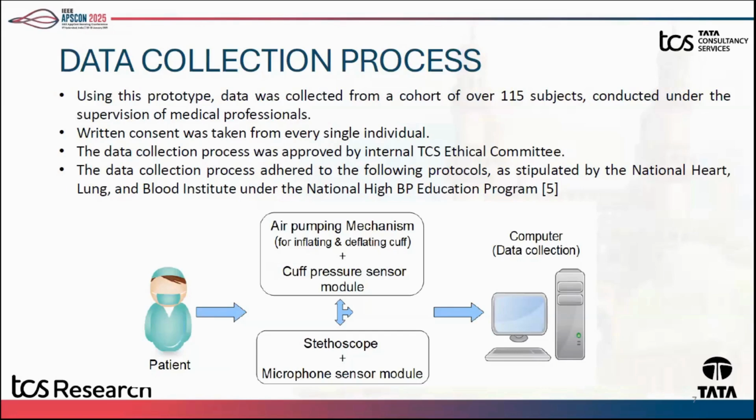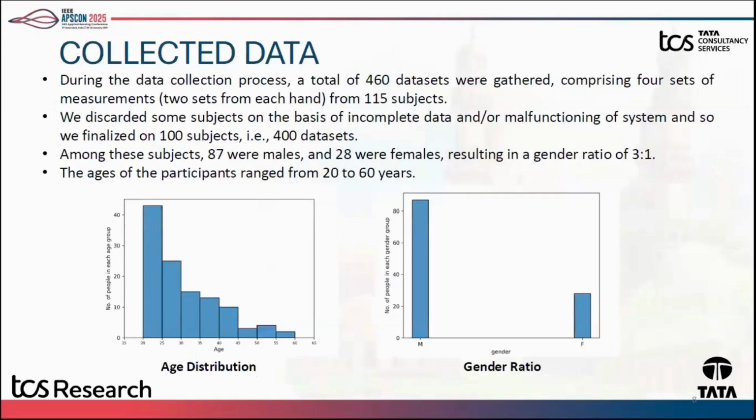So basically two blood pressure readings from the left hand and two from the right hand. So for 115 subjects, we took 460 data sets in total. But because of some reasons, such as incomplete data, malfunctioning of the system, or the device not being attached properly, we had to discard some data sets, and we finalized on 100 subjects, so basically 400 data sets. Among those, 87 are males, 22 are females. As you can see, this is the gender ratio, and this is the age distribution ratio. All of this was conducted inside our organization's campus and our organization's medical healthcare.